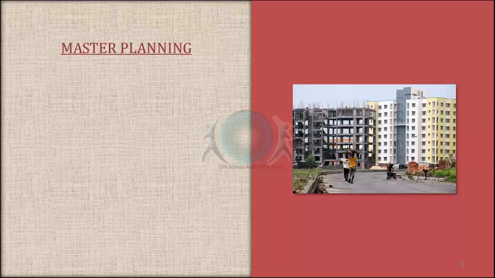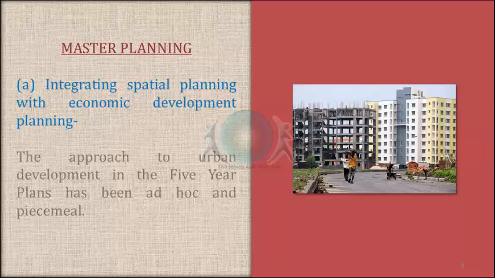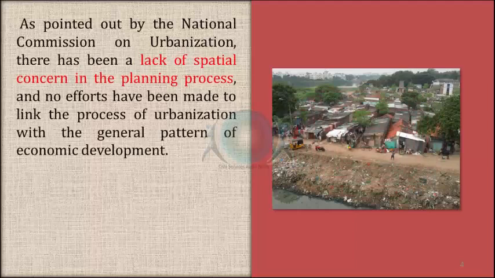First, let us understand what is master planning. Master plan is integrating spatial planning with economic development planning. The approach to the urban development in the 5-year plan has been ad hoc and piecemeal. As pointed out by the National Commission on Urbanization, there has been a lack of spatial concerns in the planning process, and no efforts have been made to link the process of urbanization with the general pattern of economic development in the region and in the state as a whole.